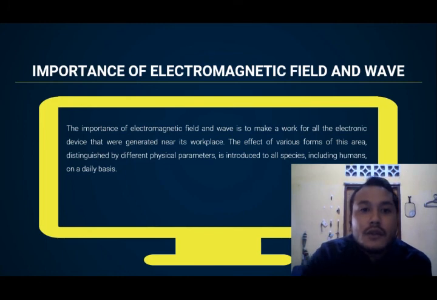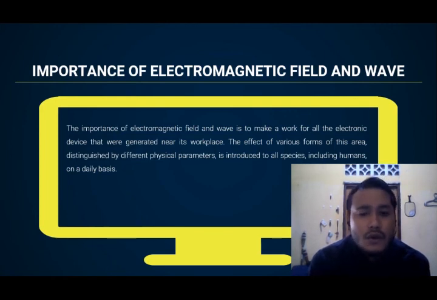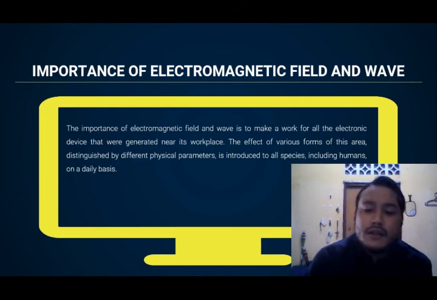Second is the importance of electromagnetic fields and waves. They are important to make electronic devices work, and they are generated near their workplace. The effects of various forms of this field are discussed through different physical parameters. It is experienced by all species, including humans, on a daily basis.